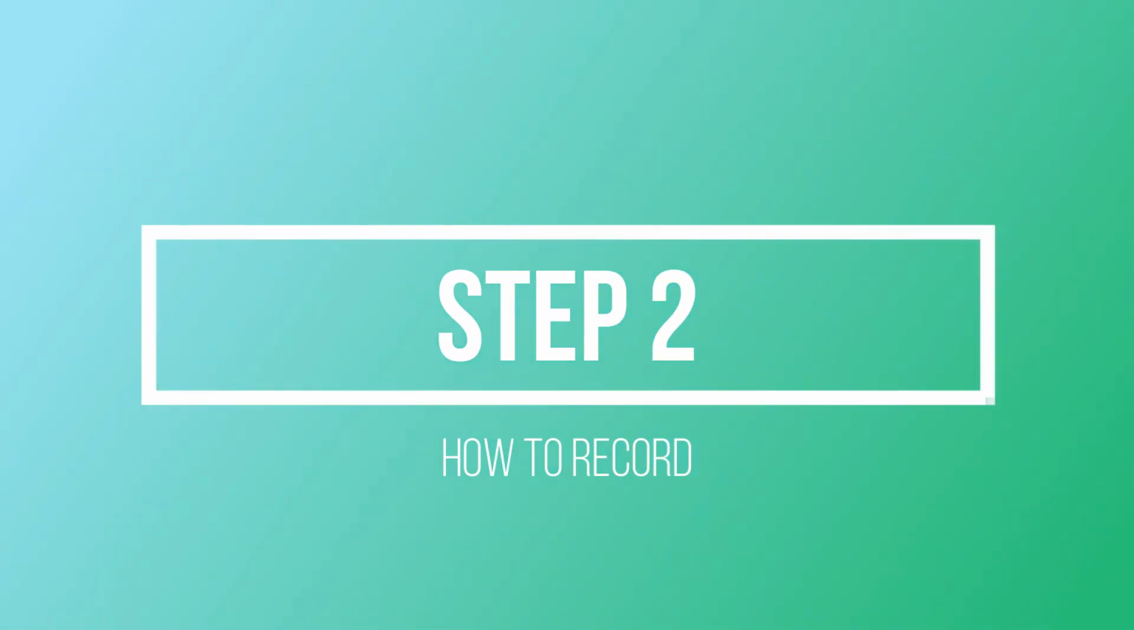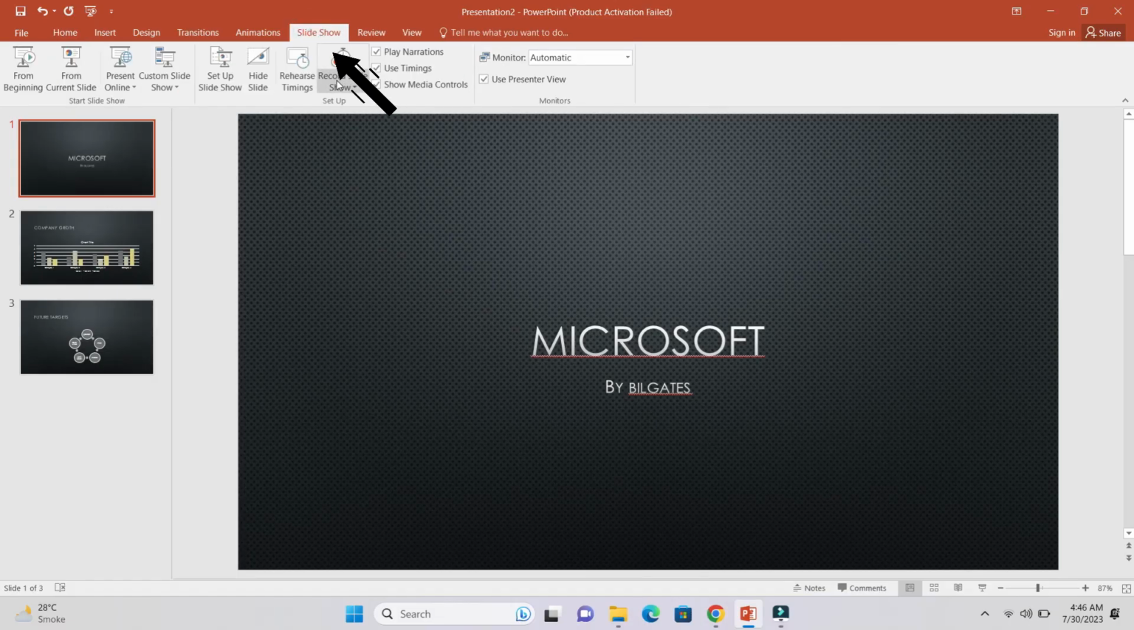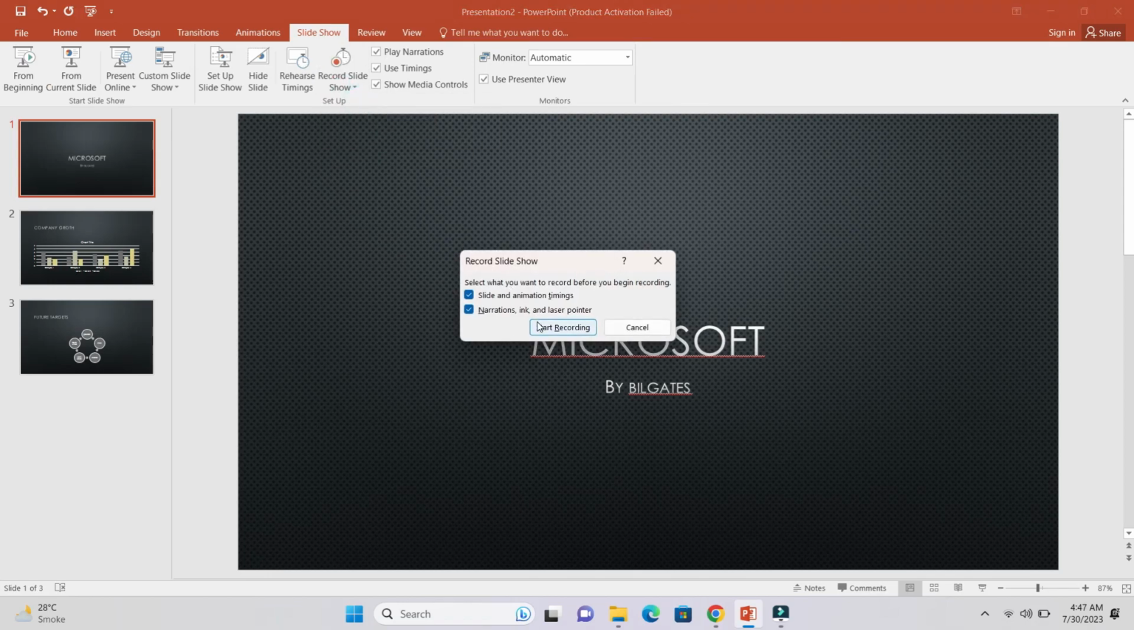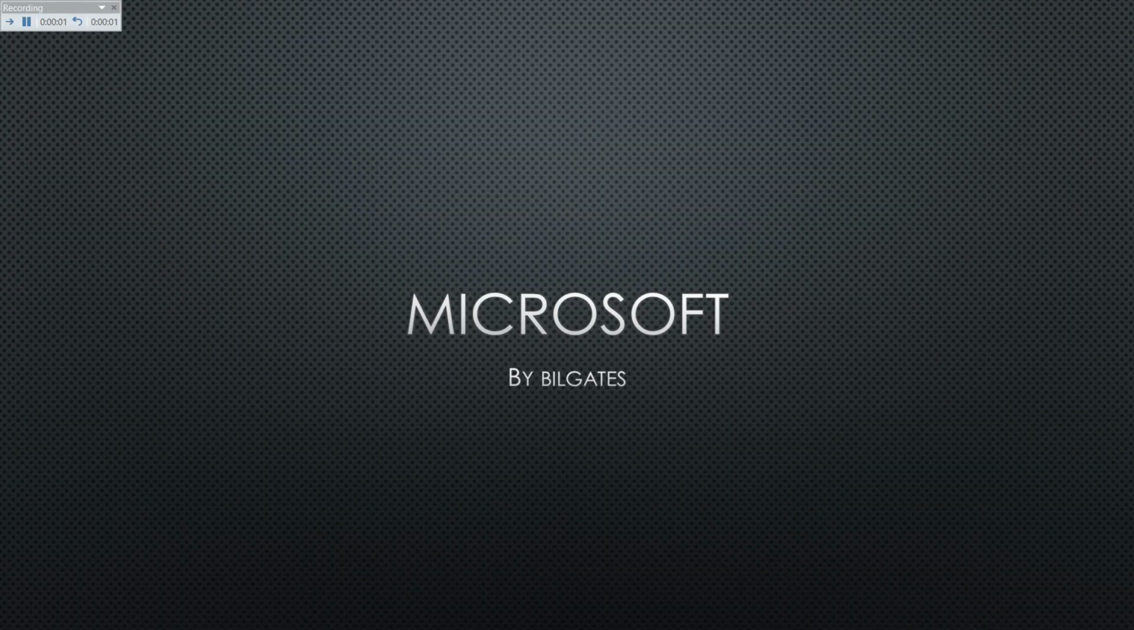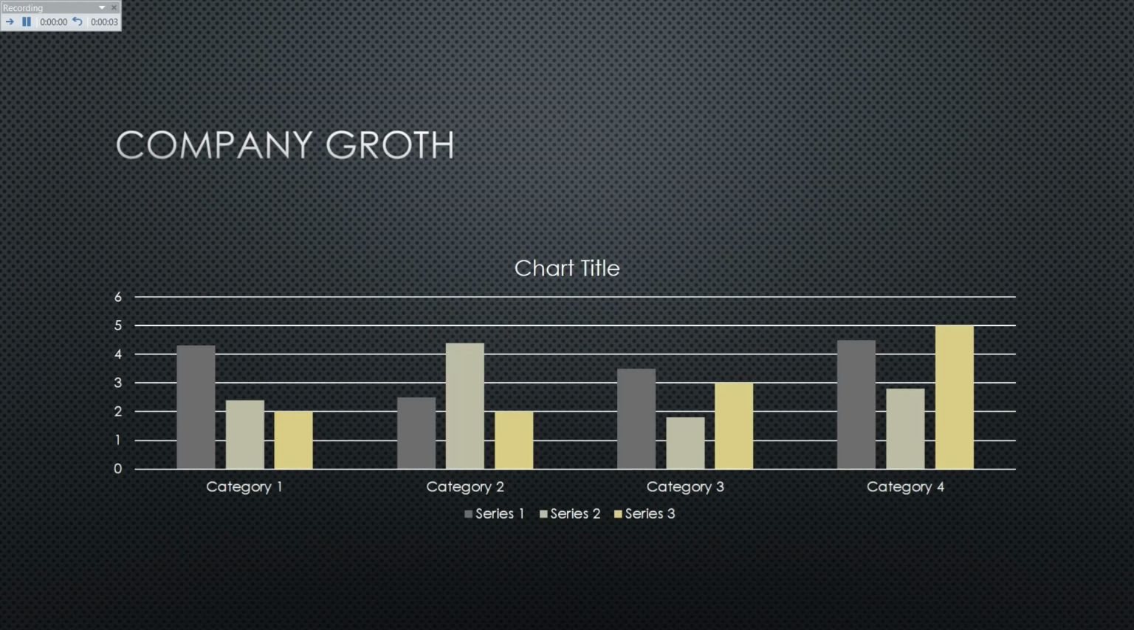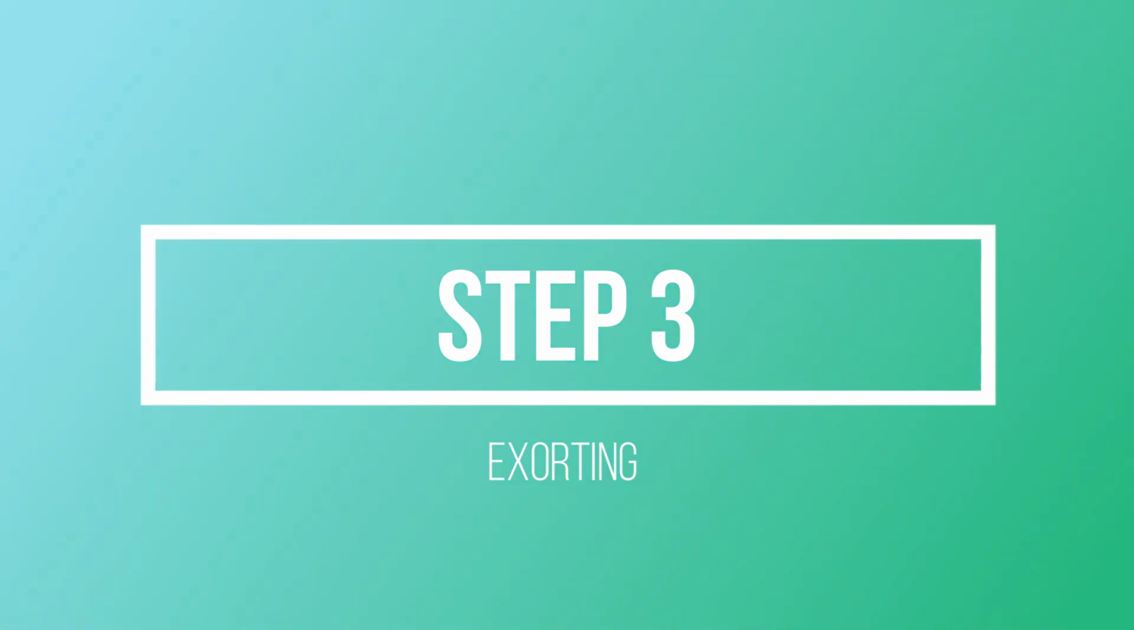Step 2. How to record. Click on the Slideshow tab in the top menu. Select Start Recording from Beginning from the drop-down menu and click on OK. Alright, let's give it a try. Now I am recording.